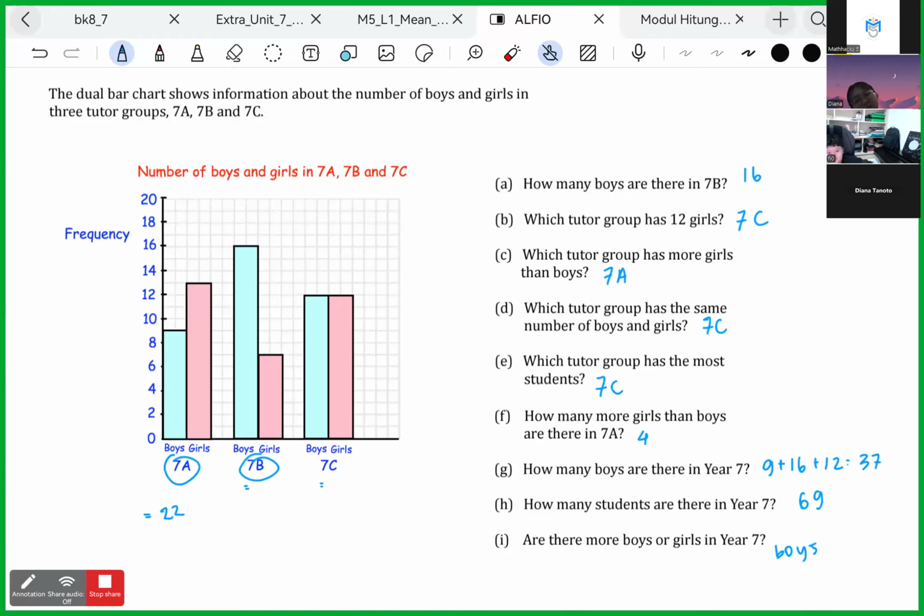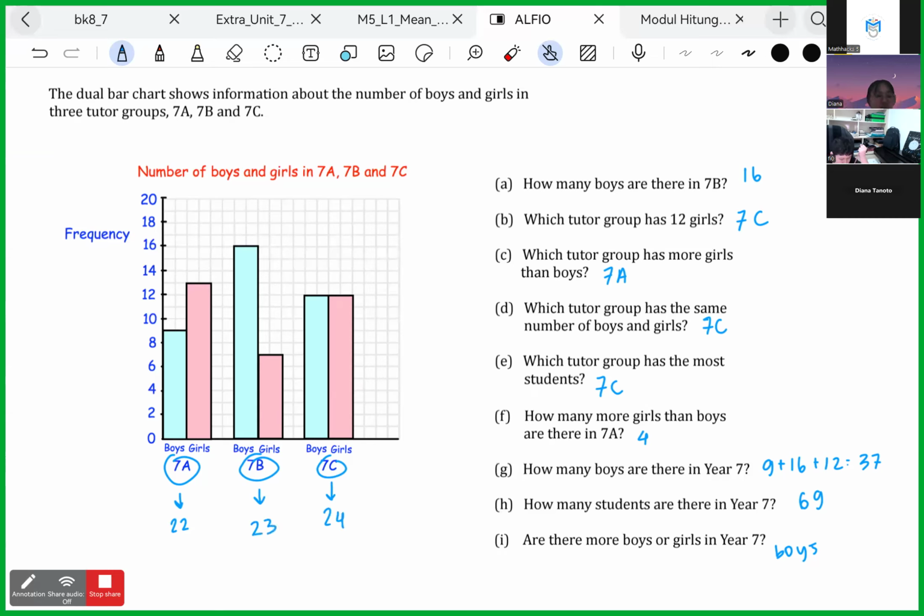Okay, what is the total number of students for 7B? 16 plus 7 is 23. 7C is 24. So 7B is 22 or 23? 23, okay.